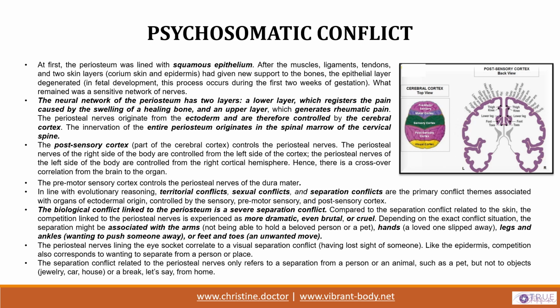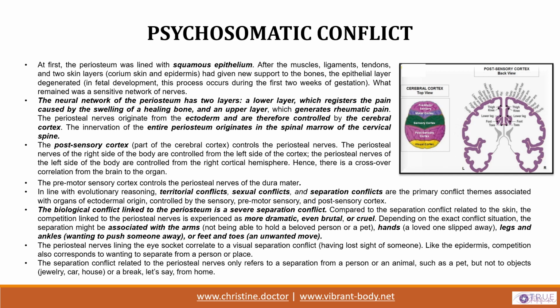The premotor sensory cortex controls the periosteal nerves of the dura mater, and in line with evolutionary reasoning, territorial conflicts, sexual conflicts, and separation conflicts are the primary conflict themes associated with organs of ectodermal origin controlled by the sensory, premotor sensory and postsensory cortex. The biological conflict linked to the periosteum is a severe separation conflict.